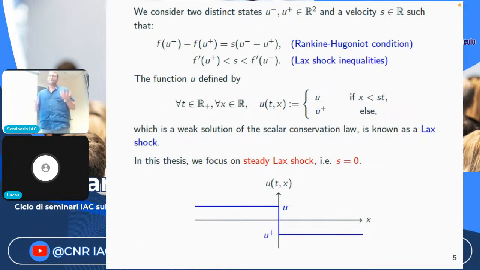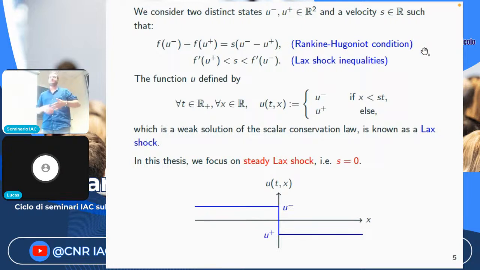Since this is a very difficult question, we focus on an even simpler question, which is, can you approximate shocks? Just to recall what a shock is, it is a solution composed of a jump between two constant states, u minus on the left and u plus on the right, that travels at speed s. This is what you see on the function u. And you know that this is a weak solution of your conservation law if it satisfies the Rankine-Hugoniot condition. So this is the first condition that is present.